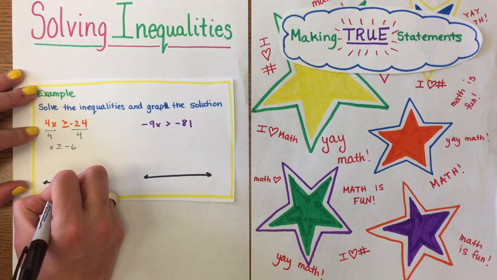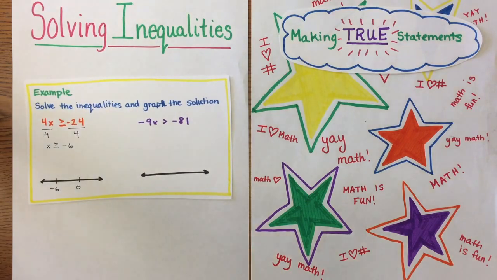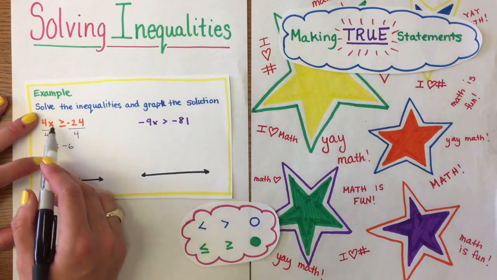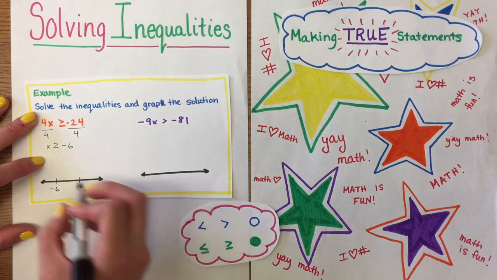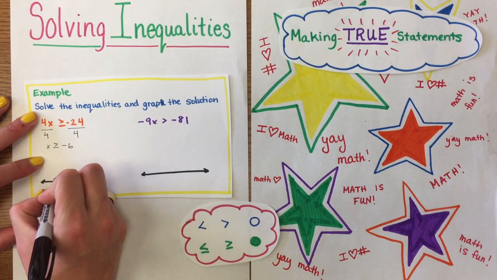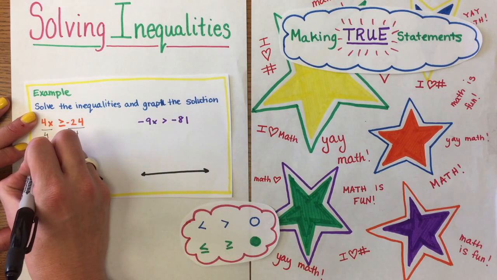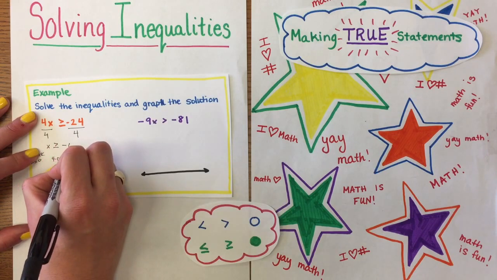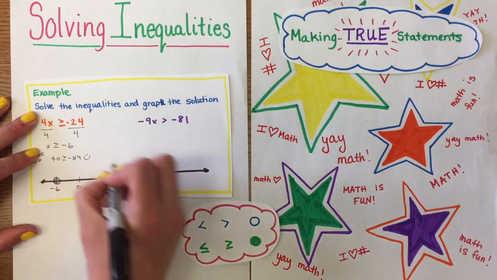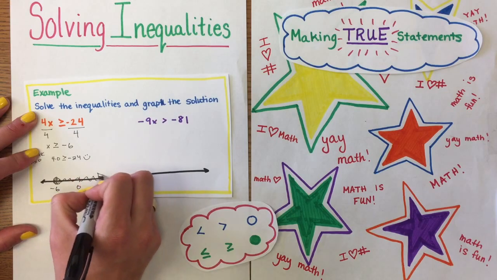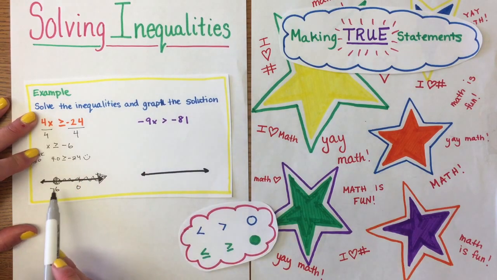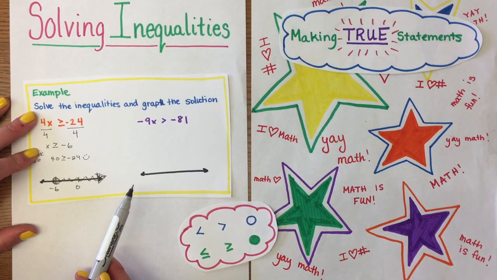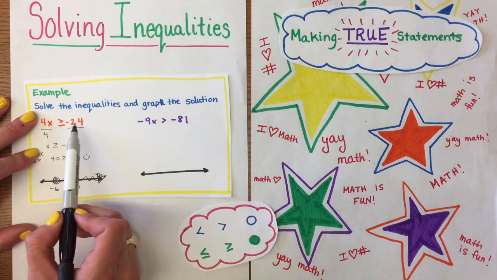Okay, so here's 0, here's negative 6. If I go back to my cheat sheet, I have a greater than or equal to symbol, so I'm going to have a closed circle at negative 6. And if I check x is equal to 0 in my original inequality, 4 times 0 is greater than or equal to negative 24. That's a true statement, so I'm going to shade that side. So that means that every value, including negative 6, all the way up to positive infinity, will make this statement true.